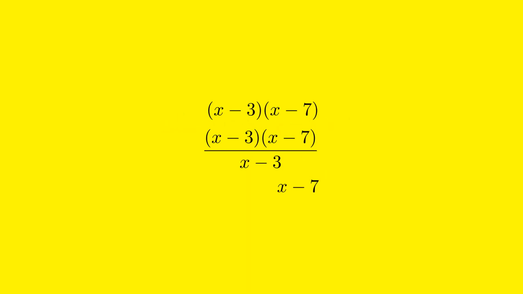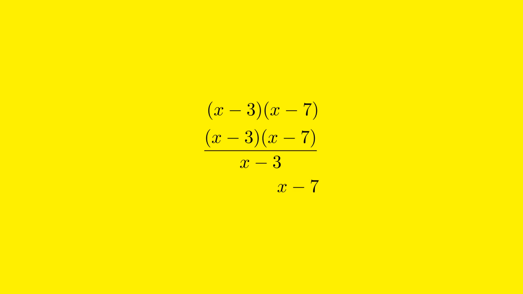In step 2, we will simplify the rational expression by canceling out common factors in the numerator and the denominator. Our expression after step 1 is x minus 3 times x minus 7 divided by x minus 3. Notice that both the numerator and the denominator have a common factor, which is x minus 3. We can cancel out the common factor x minus 3 from both the numerator and the denominator.